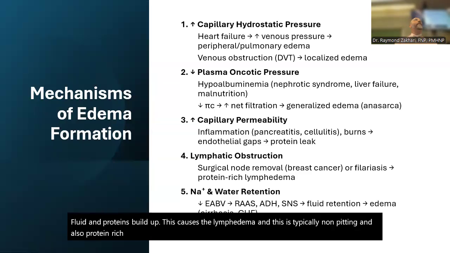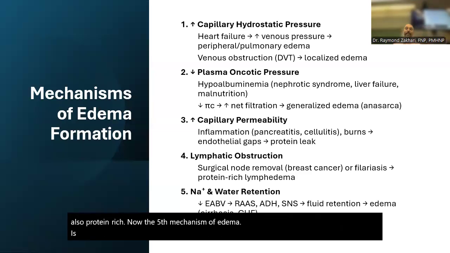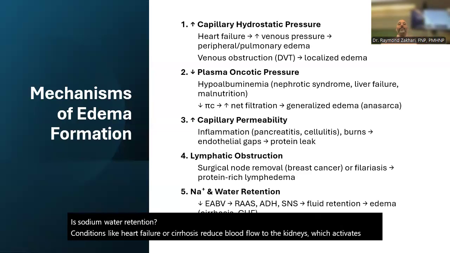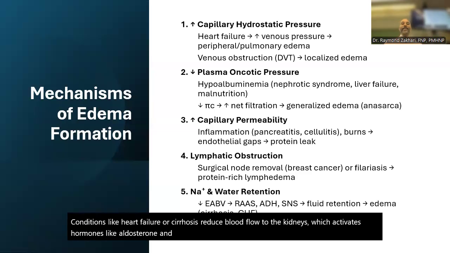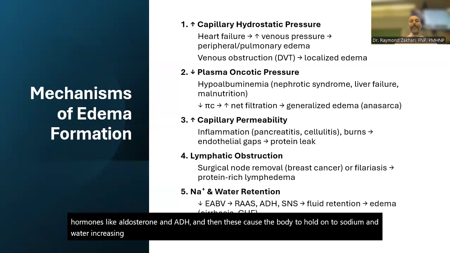Now, the fifth mechanism of edema is sodium water retention. Conditions like heart failure or cirrhosis reduce blood flow to the kidneys, which activates hormones like aldosterone and ADH. And then these cause the body to hold on to sodium and water, increasing blood volume and capillary pressure.